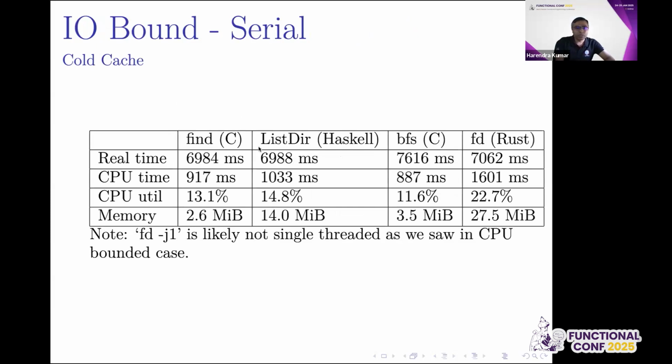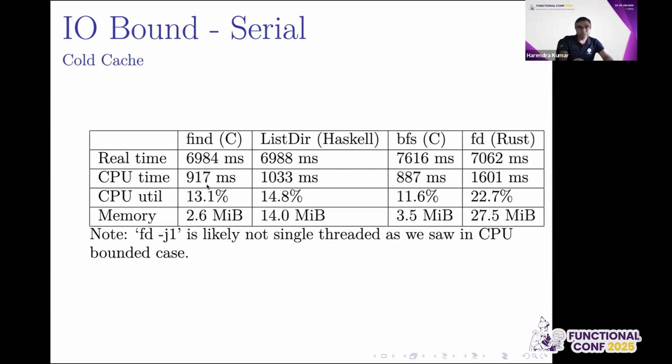Now let's do IO bound comparison with cold caches. We use the drop caches configuration to drop all the caches, page cache, inode cache, everything will be cleared up, and then we'll be measuring. Now the timing is, find is taking 6.9 seconds. List-dir is again taking 6.9 seconds. BFS is taking 7.6 seconds, and FD is 7 seconds.